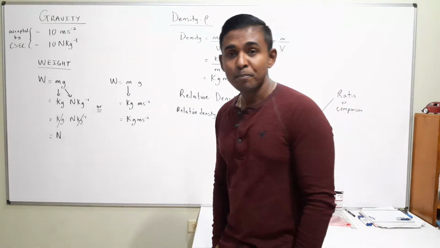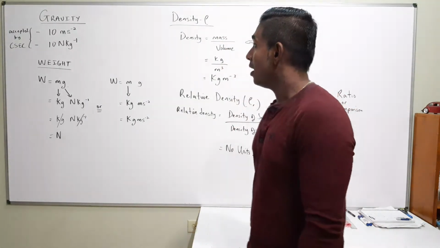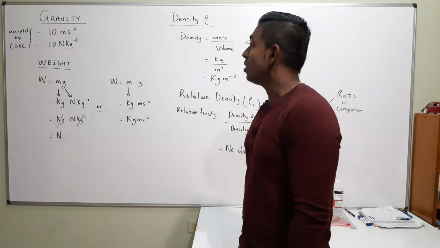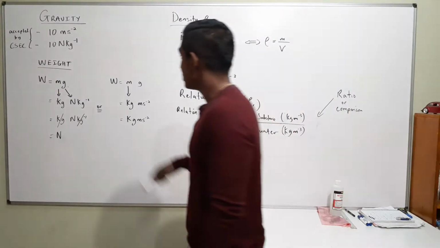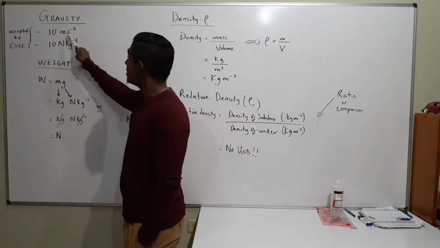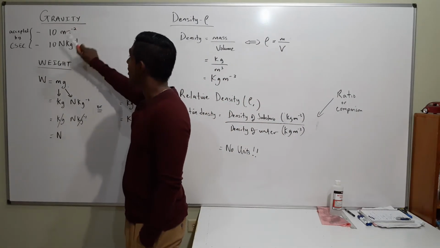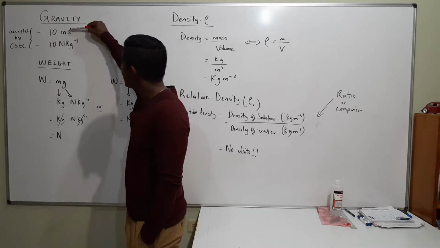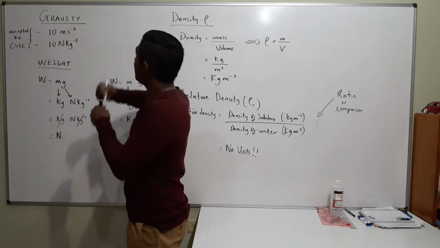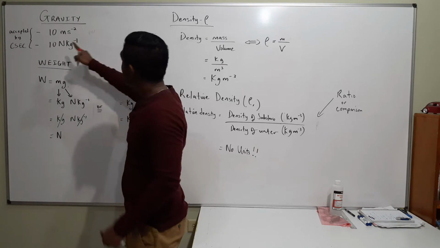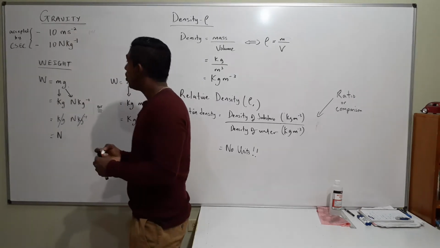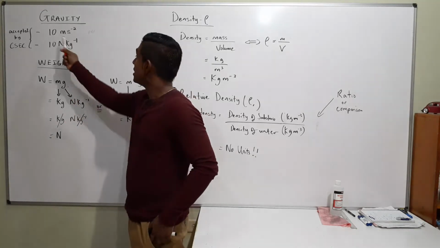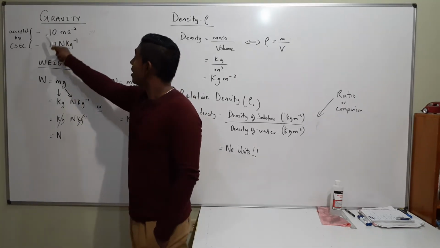Now, gravity at the CSEC level is taken to have a value of 10 meters per second squared. So that's here, 10 meters per second squared. Now I like to think about this minus sign here as meaning per, right? 10 meters per second squared. Or it can also mean 10 newtons per kilogram.